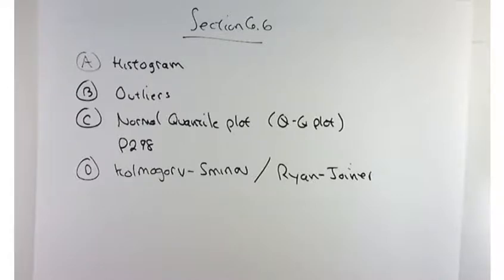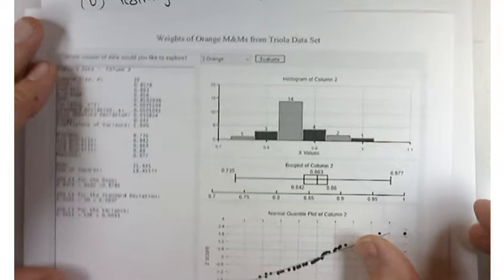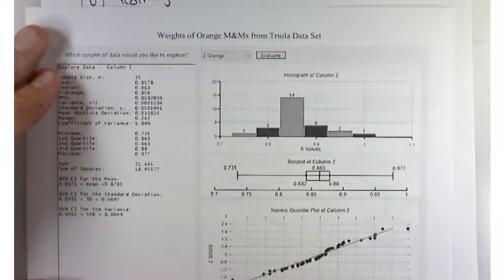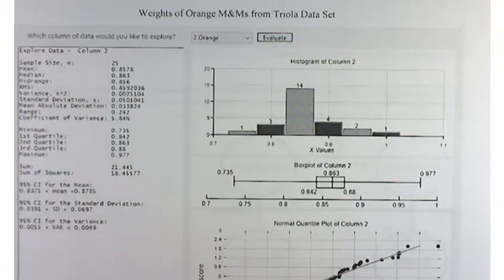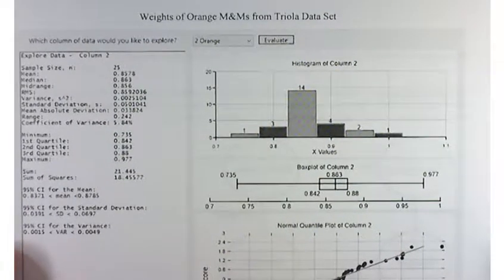So let's take a look at the backside of handout 1 from earlier and some of the data sets in Triola. This one happens to be the weight of orange M&Ms. So it'll be interesting to see where he got that data. I think he actually probably weighed it with a really good scale himself. He is pretty fanatical about getting good data.